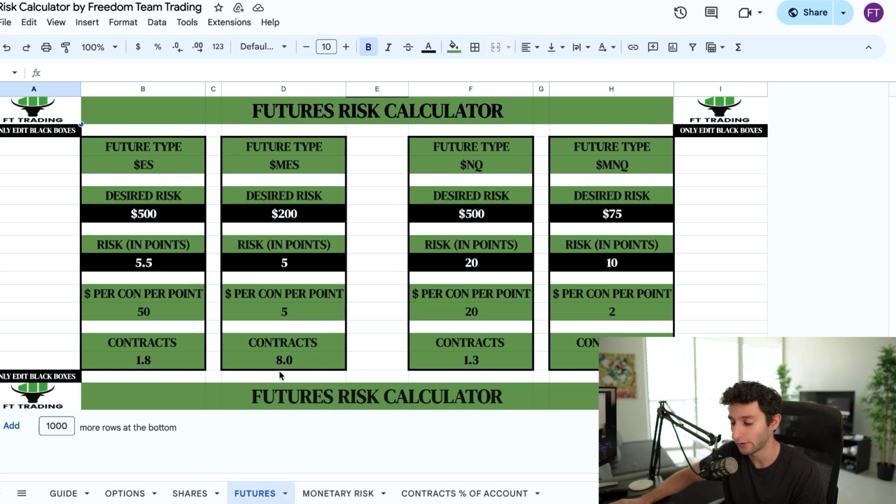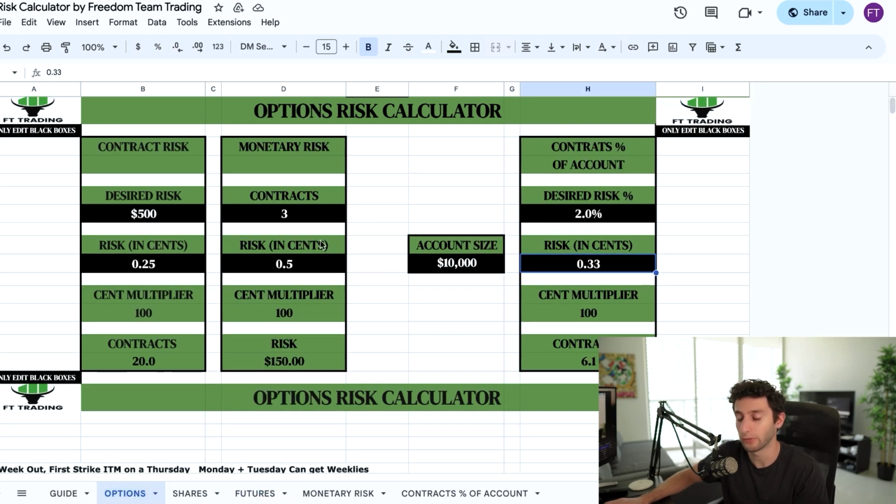Okay, and it's very, very simple. You only want to fill out the ones that are in the black boxes. So let's say, for example, your account size is at $5,000. Okay, so you put it in there. And let's say you want to risk 2% of your account. So you put that in the desired risk.